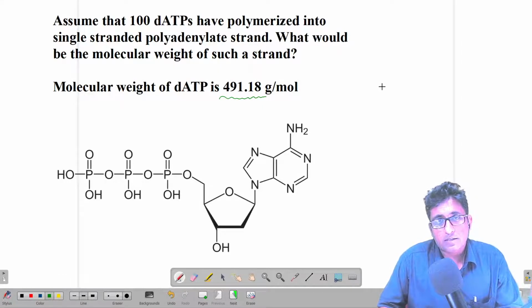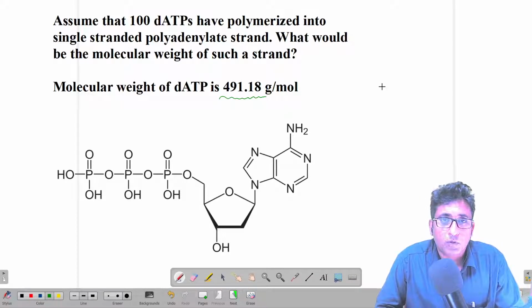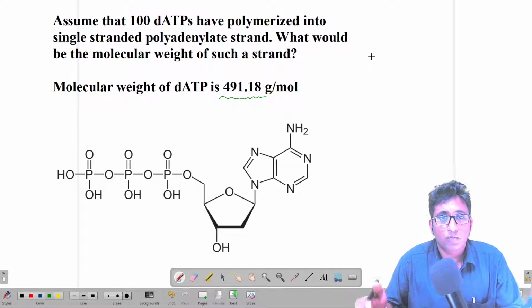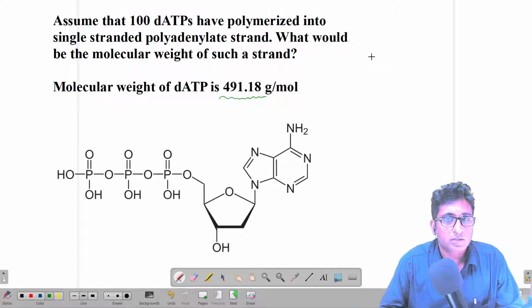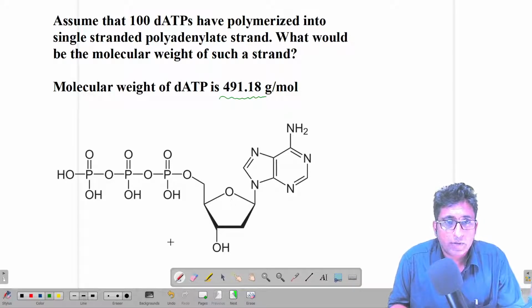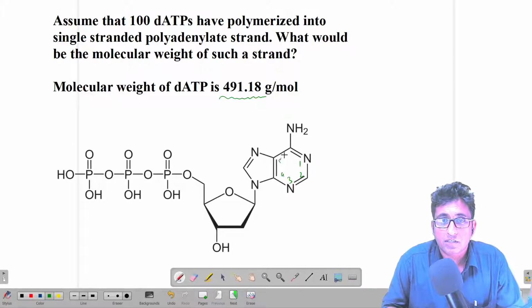So to answer this, we'll have to learn about the chemistry of polymerization itself: how nucleotides will polymerize and form a polynucleotide. To understand that, we need to understand some components. Quickly, let us recollect the numbering of the bases: 1, 2, and the nitrogenous bases are numbered like this, 7, 8 and 9.